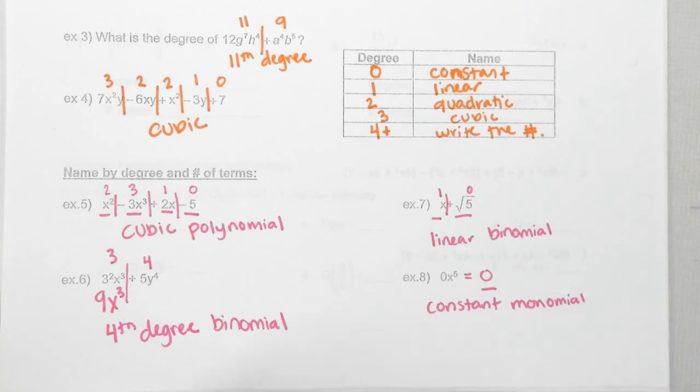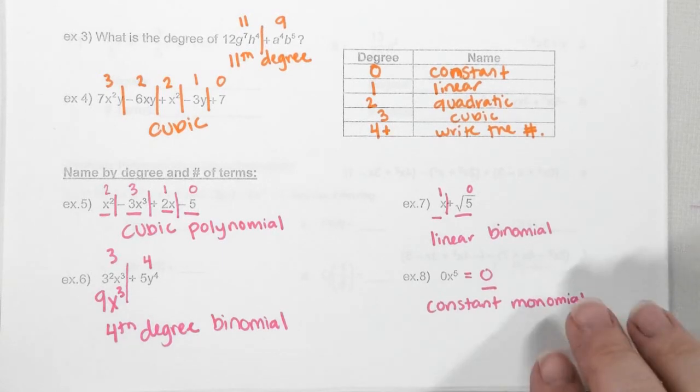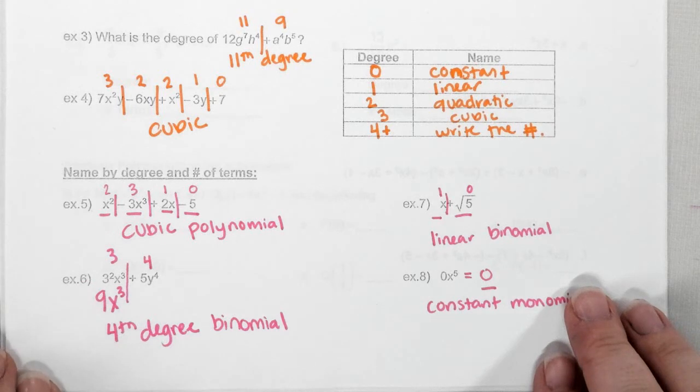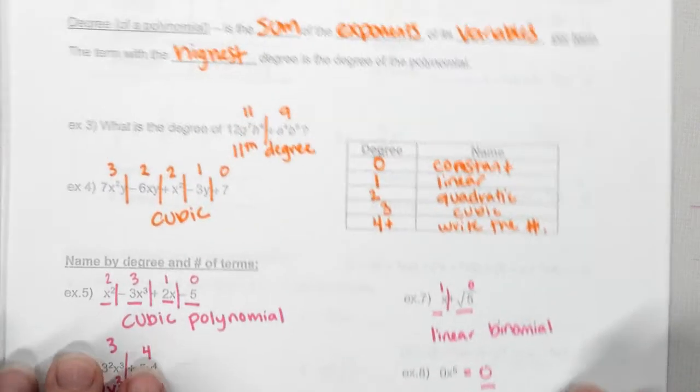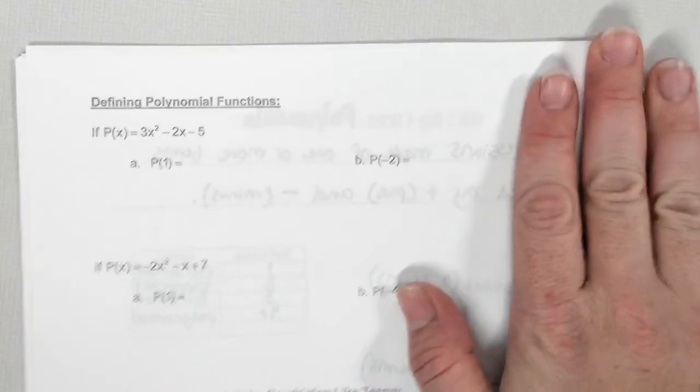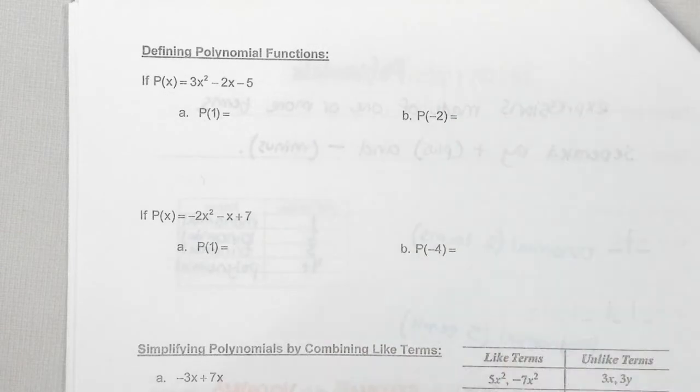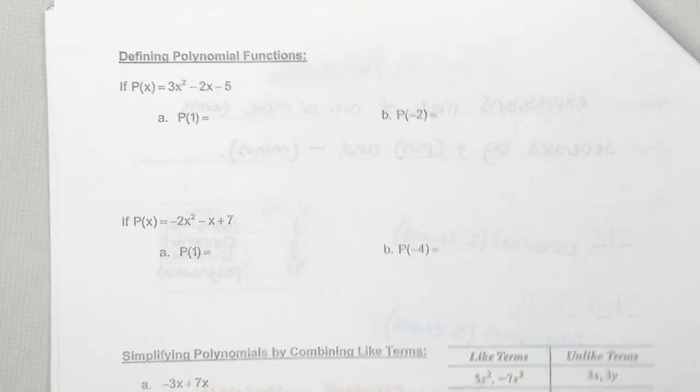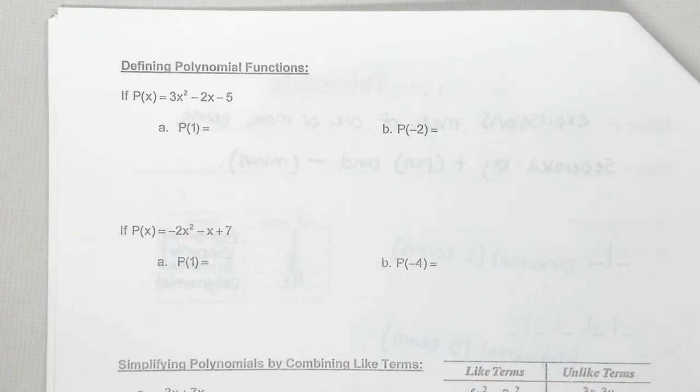Okay, when you're done writing that down, flip to the back. Okay, these first four on the back are super simple. You've done this as, we called it function notation. Now they're just saying it's defining polynomial functions. It's the same exact thing. So I'm going to show you two different ways to do it. Both of them will get you the right answer.